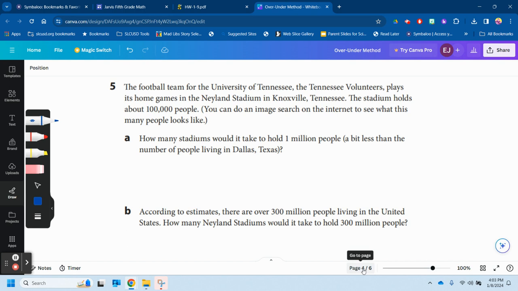Here we have a football stadium for the University of Tennessee Volunteers. It holds 100,000 people. How many stadiums would it take to hold 1,000,000 people? This is 100,000, but I need it to hold 1,000,000. So I need 6 zeros.